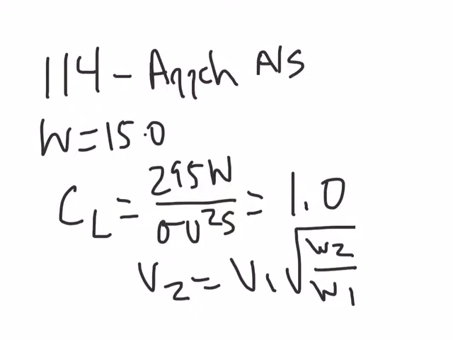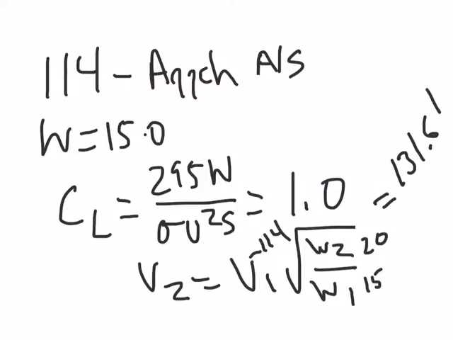And if we compute the numbers, this is 114, because that's our approach speed. This is 20,000 and 15,000. This gives us 131.6 knots. Okay? So we can see that stall angle of attack does not vary with weight, but stall speed does. And that's an important concept to know in aerodynamics.